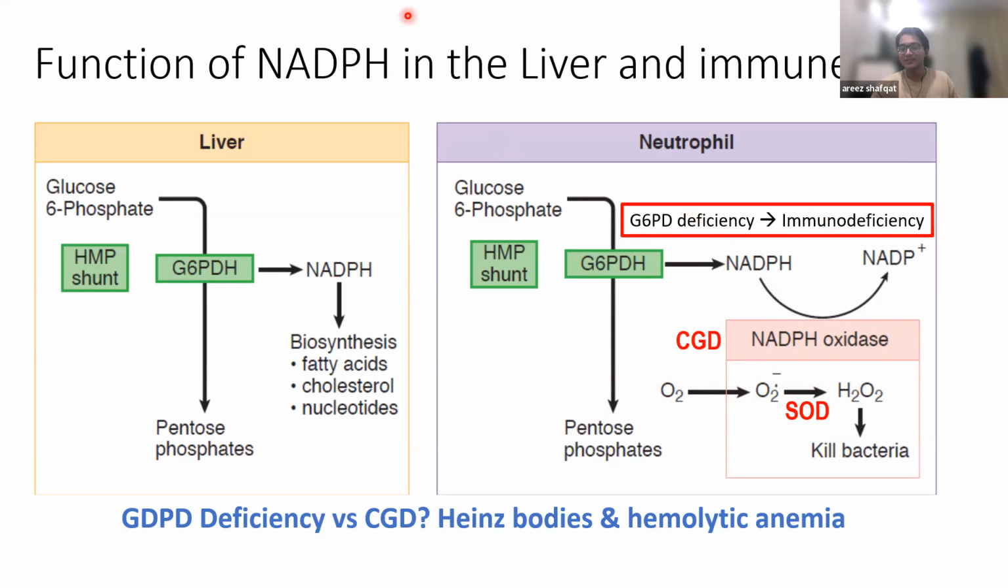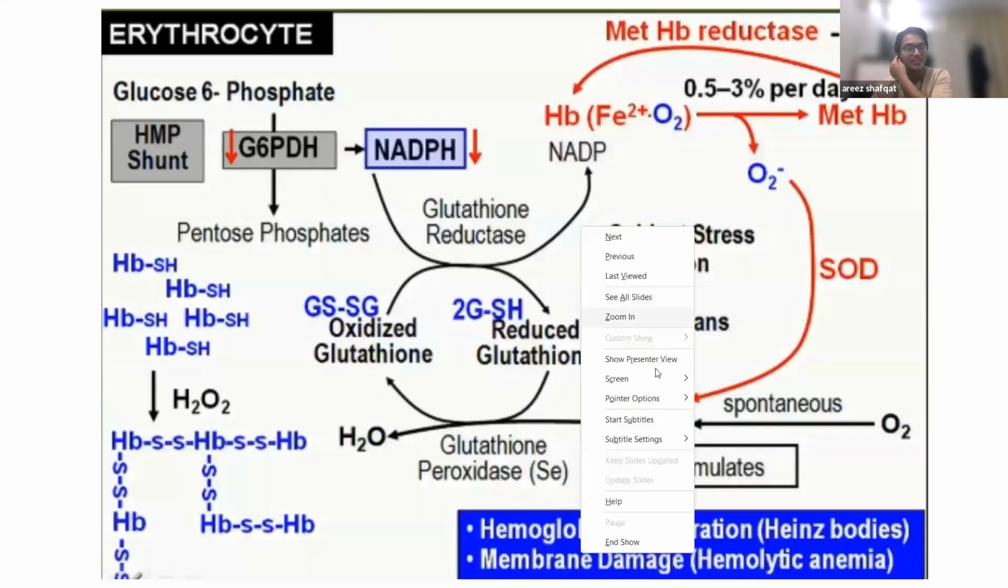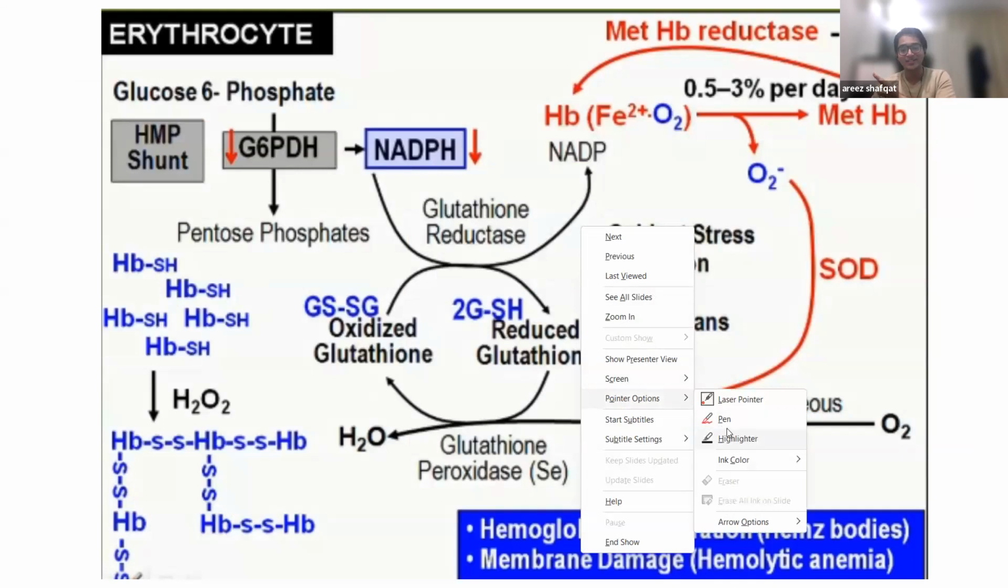All right, excellent. Now the question comes, how do you distinguish between G6PD deficiency, this is G6PD, not GDPD, and chronic granulomatous disease? What other things does G6PD deficiency cause which distinguishes it from CGD? Now, the two things you should know are Heinz bodies and hemolytic anemia, right? So now this is the pathway you should know, and this is the major pathway of the whole presentation.